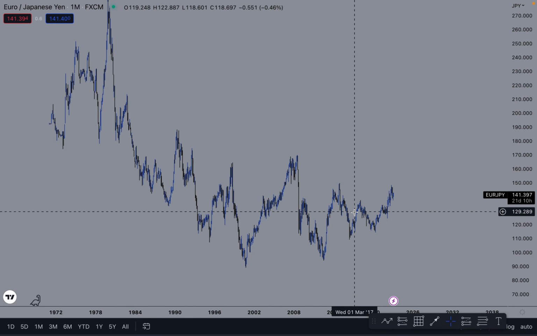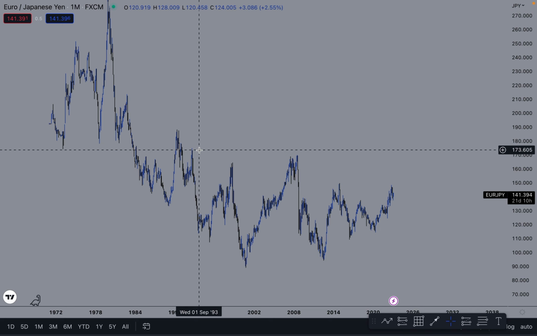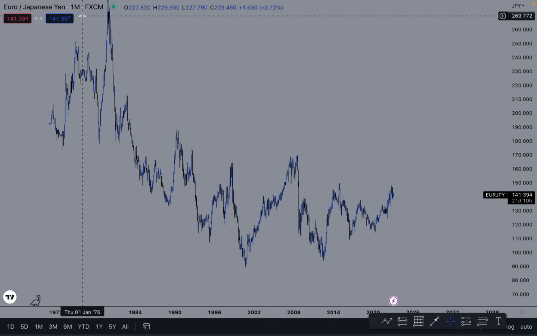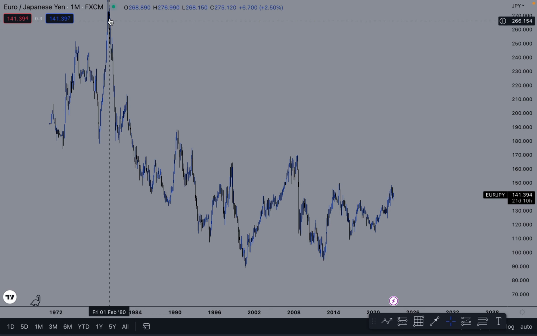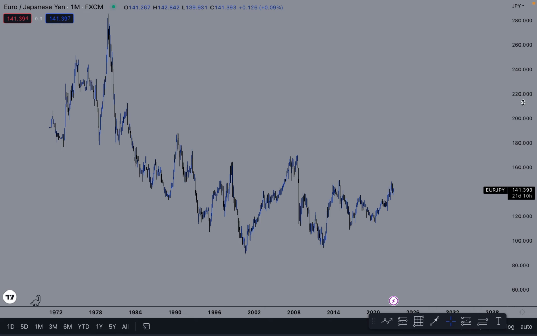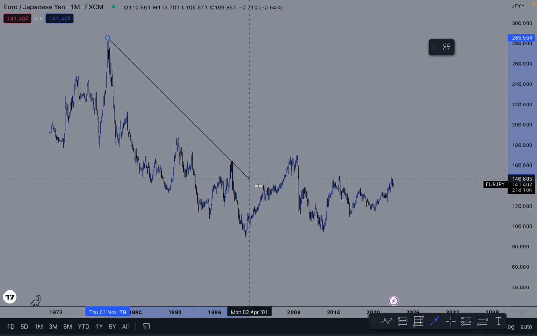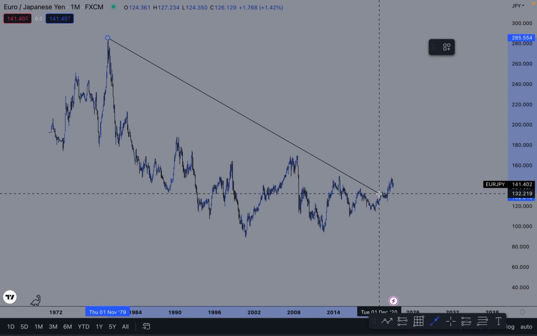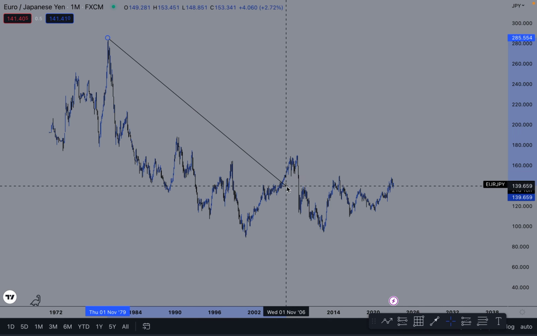Welcome back, guys. Okay, so this is EURJPY and this is a monthly time frame, and as we can see, the market has been on a downtrend, creating lower highs and lower lows, of course.